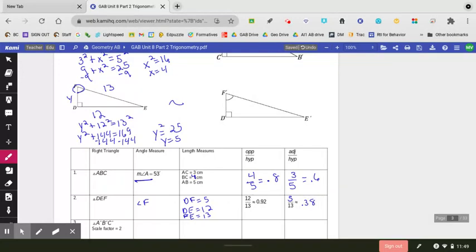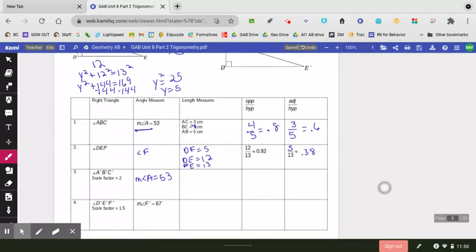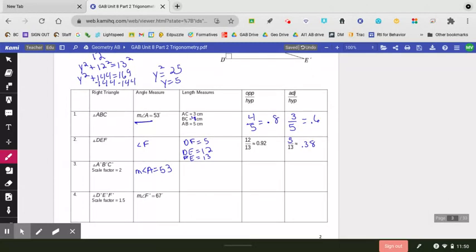Now to get triangle ABC, we use a scale factor of 2. If we use a scale factor of 2, does that change our angle? No, it doesn't. So that means our measure of angle A is 53. And if we're doing a scale factor of 2, that's going to double all their sides. Then for DEF, we're doing a scale factor of 1.5.